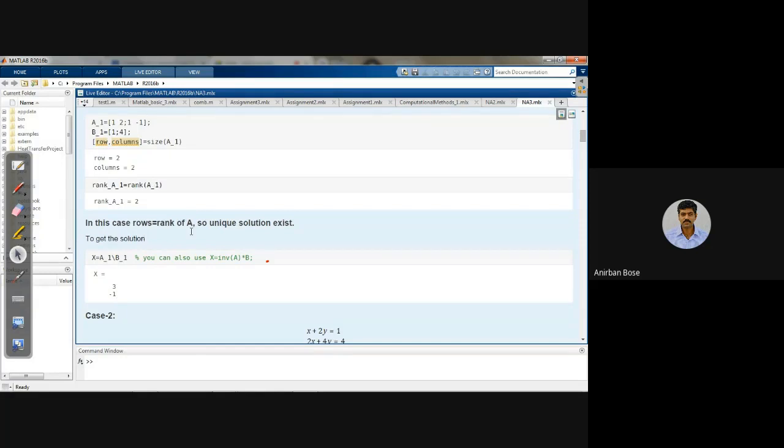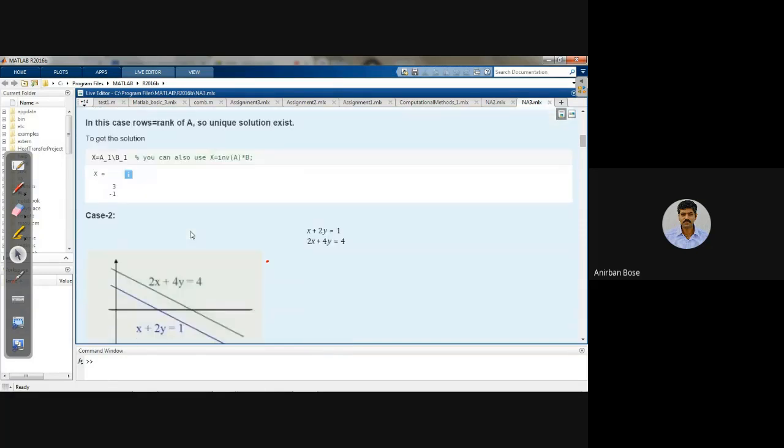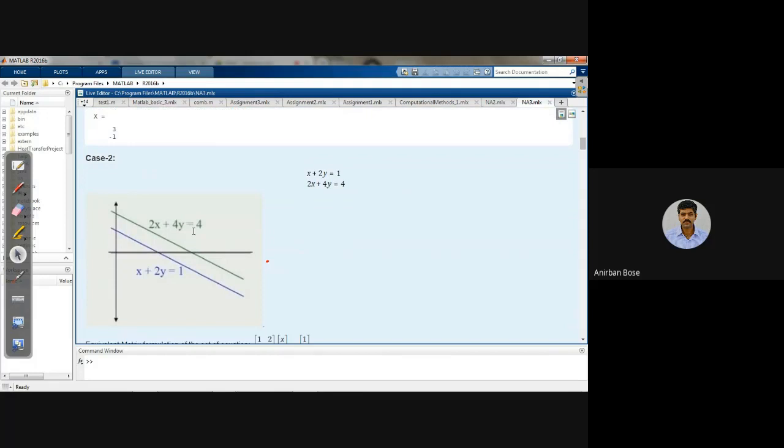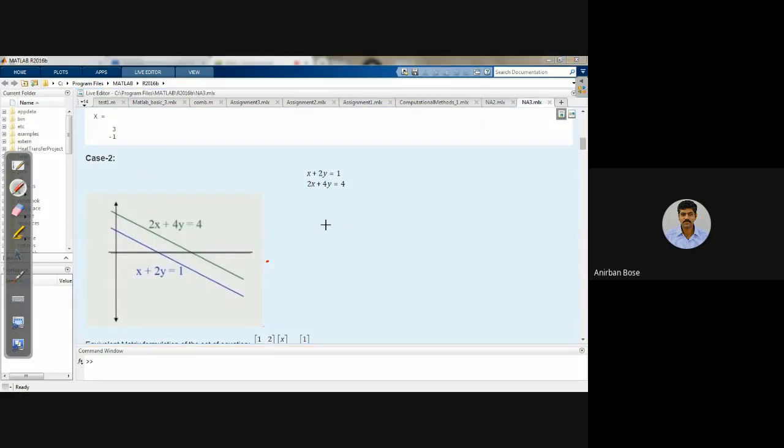Now coming to another set of equations. Here you see that the set is x plus 2y is equal to 1 and 2x plus 4y is equal to 4.